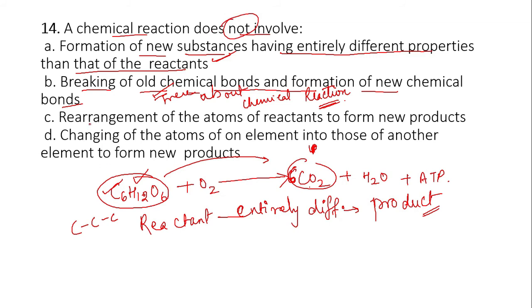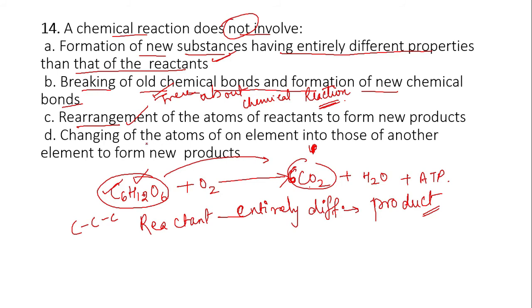So the next one is rearrangement. Exactly, there is a rearrangement taking place. Whenever there is a chemical reaction, there will be rearrangement of atoms to form new products. You have to remember this part also. We have seen in the definition of chemical reaction at the start of the chapter itself that rearrangement is again a property of a chemical reaction.